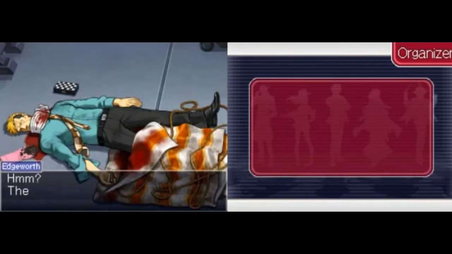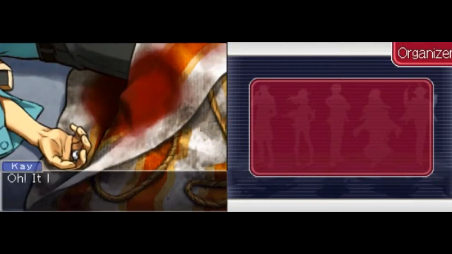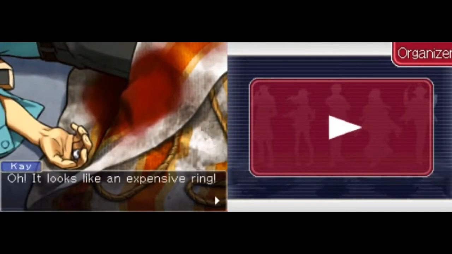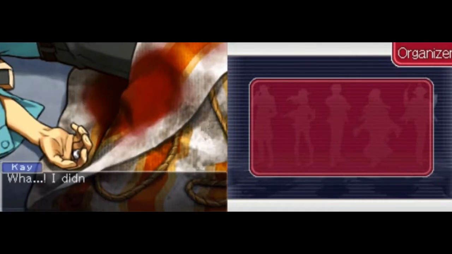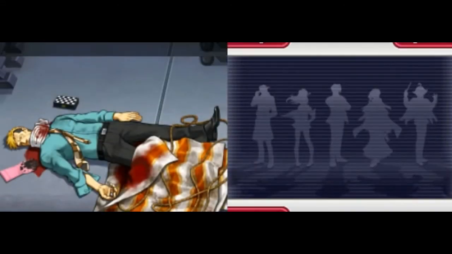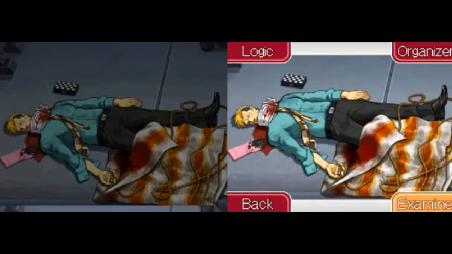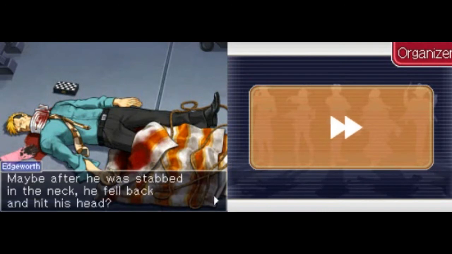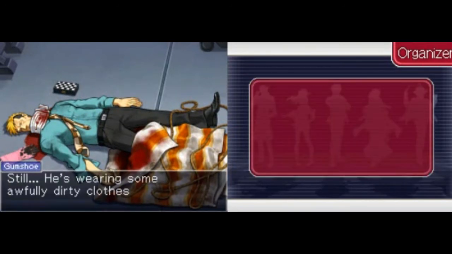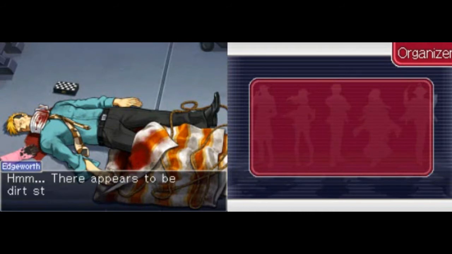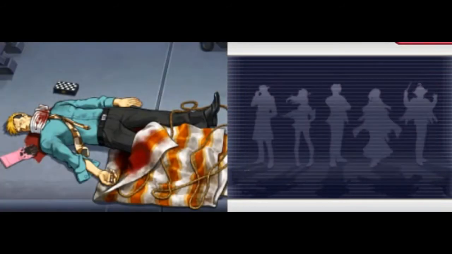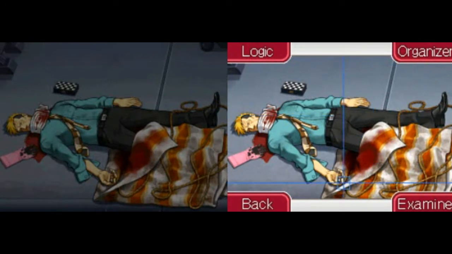Let's check Winston's hand. There's something on his finger. Let's have a closer look. Oh, it looks like an expensive ring. Don't steal it. What? I didn't do anything yet. What else is there to examine? Is that... Nope. I think that's it. That's all we can do for now.